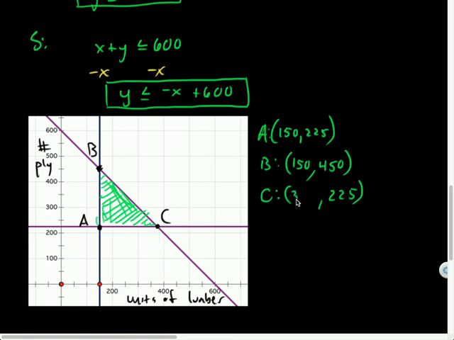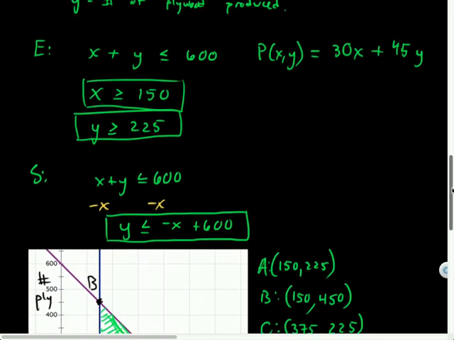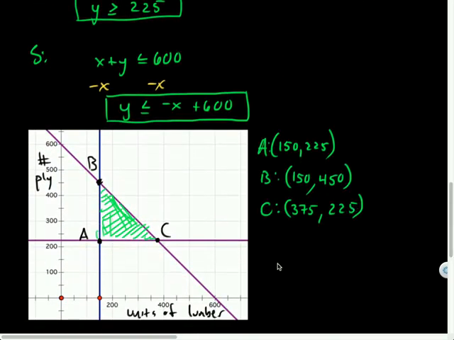But if you were graphing this by hand, I imagine it would actually have been more difficult to have your graph be super accurate, with consistent tick marks that you would have been able to read that, right? So those are my points, but now let's plug them into 30x plus 45y. So let's figure out our profit for each. So 30 times 150 plus 45 times 225.